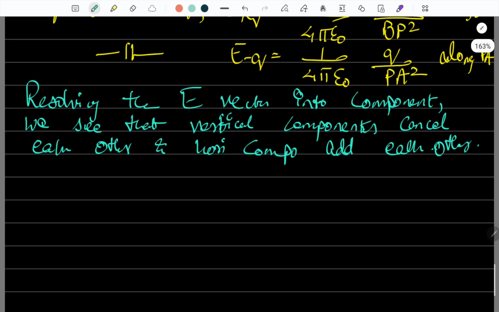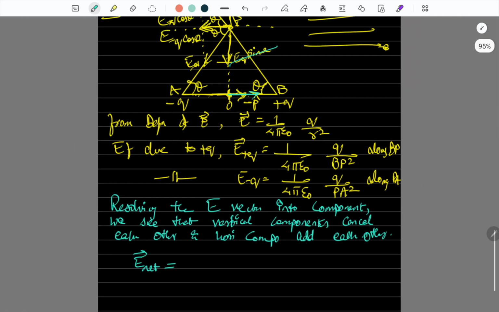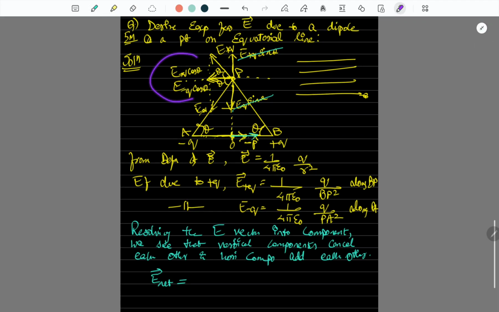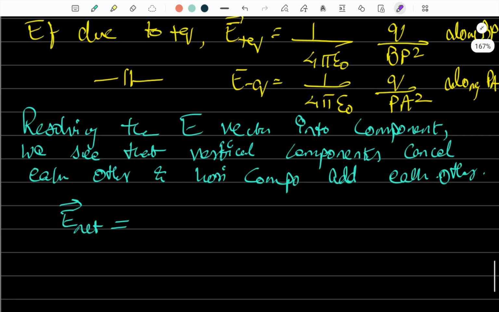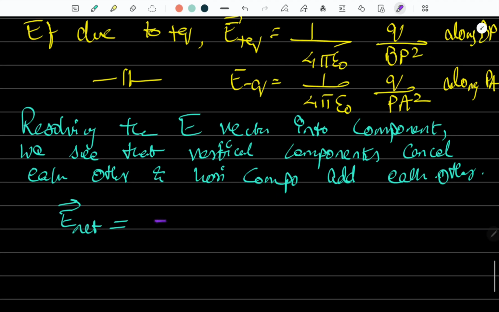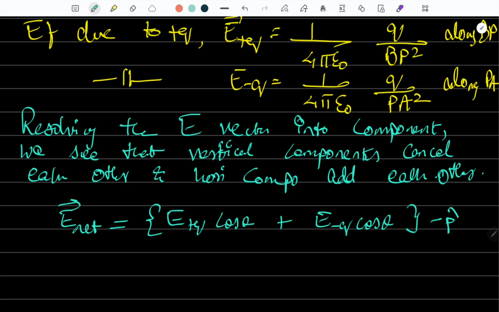With this point we can now write E net is equal to, just observe before writing this I am showing, अब जो भी हमारे पास है it is this guys, E plus Q cos theta and E minus Q cos theta going the negative direction of E P cap, isn't it? So I can write this as E plus Q cos theta plus E minus Q cos theta, both are having the direction of minus P cap, isn't it?